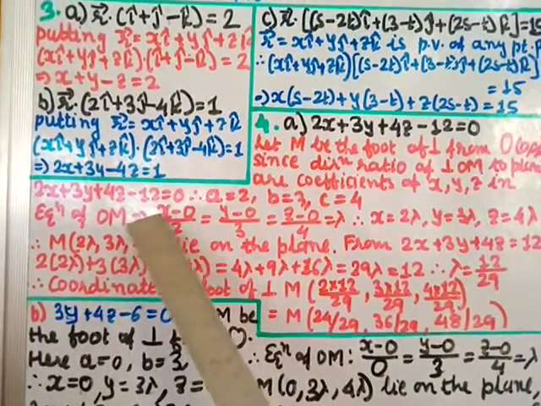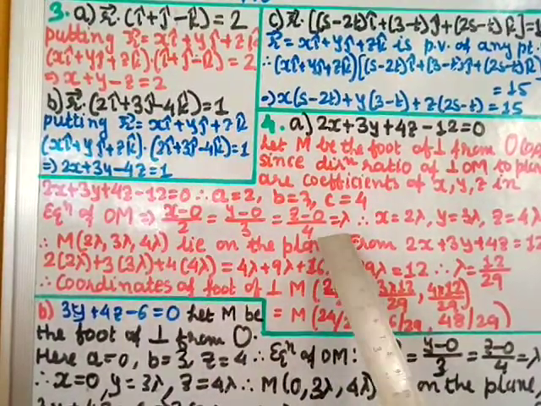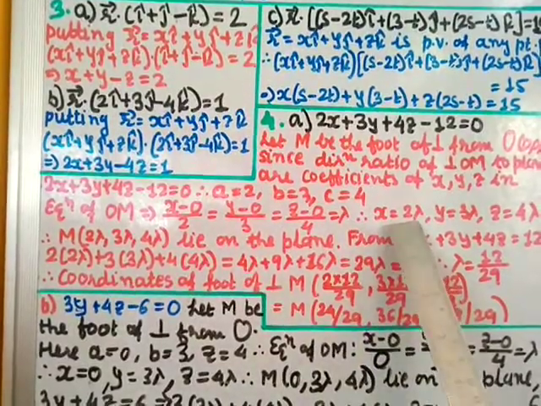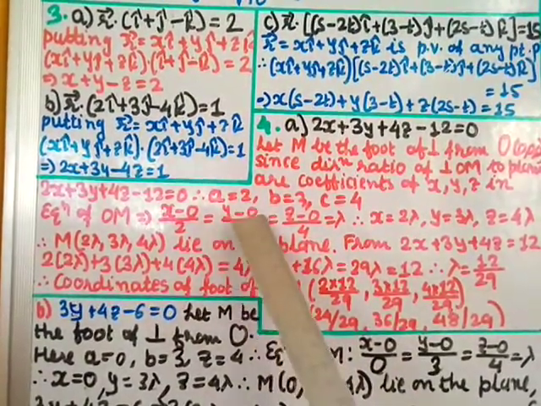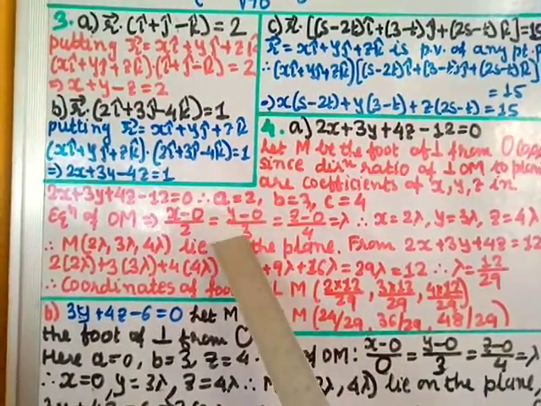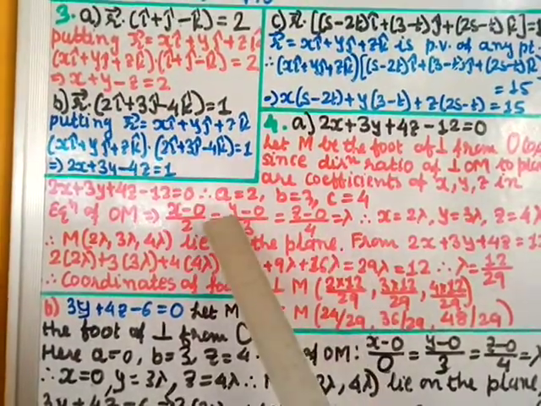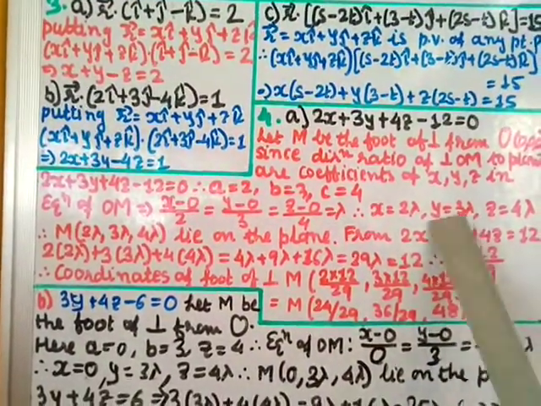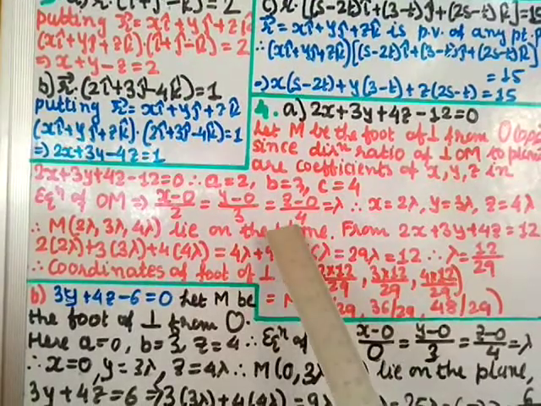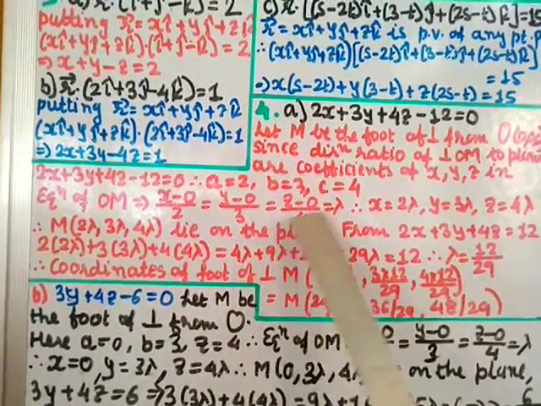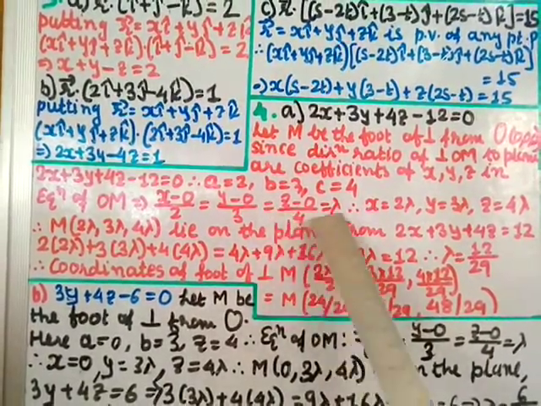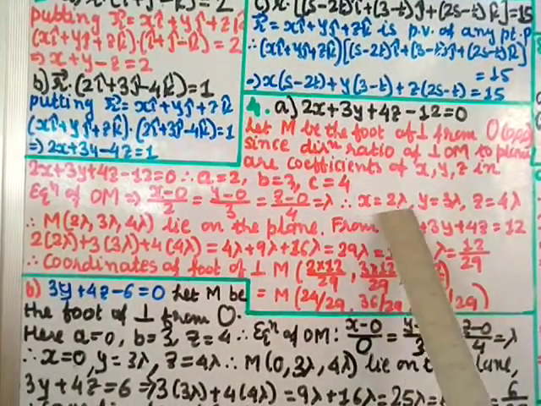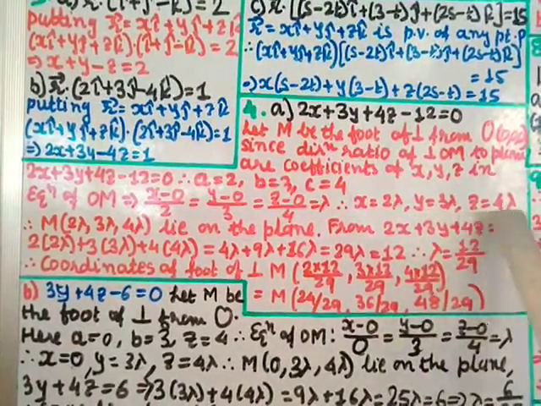So here x − 0 is x, so x/2 = lambda, so we can say x = 2 lambda. Then y − 0, that is y/3 = lambda, that means y = 3 lambda. And (z − 0)/4 = lambda, so z = 4 lambda. So we get the x value as 2 lambda, y as 3 lambda and z as 4 lambda.